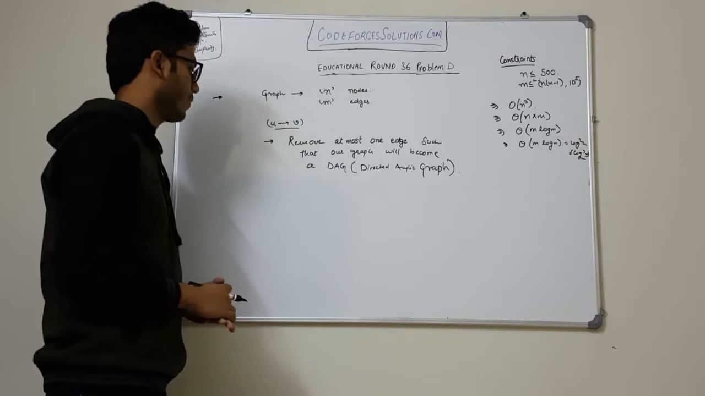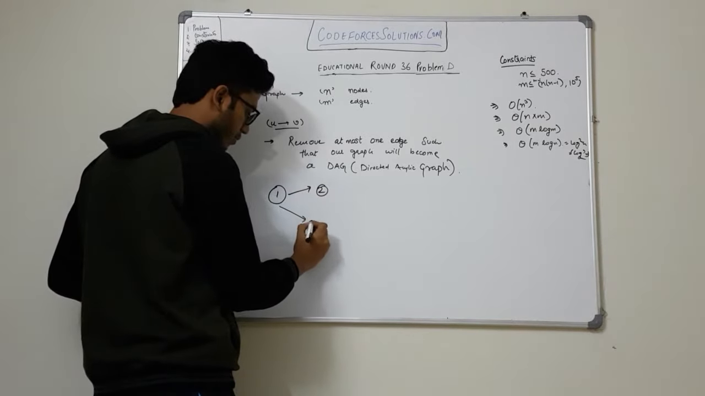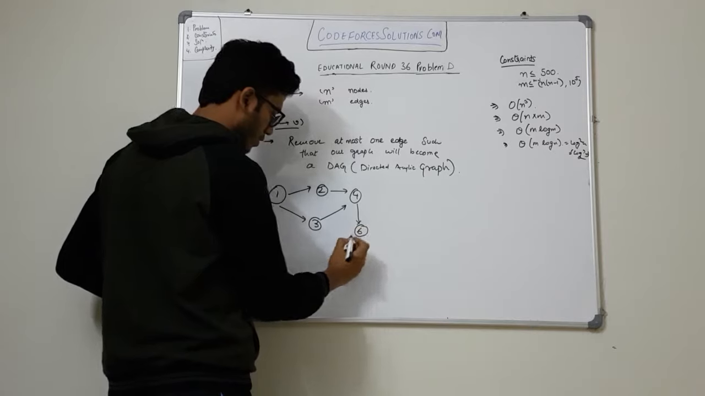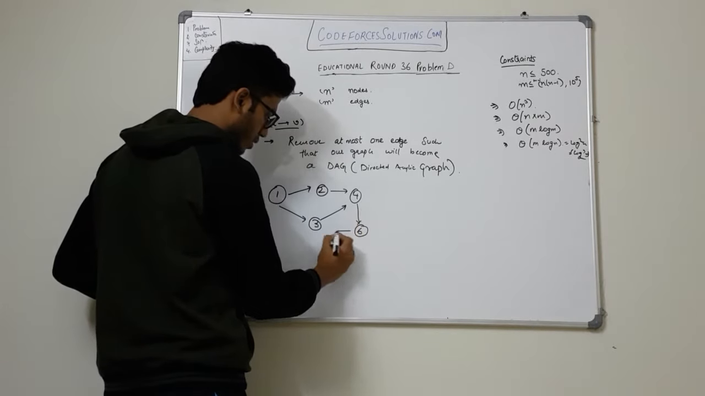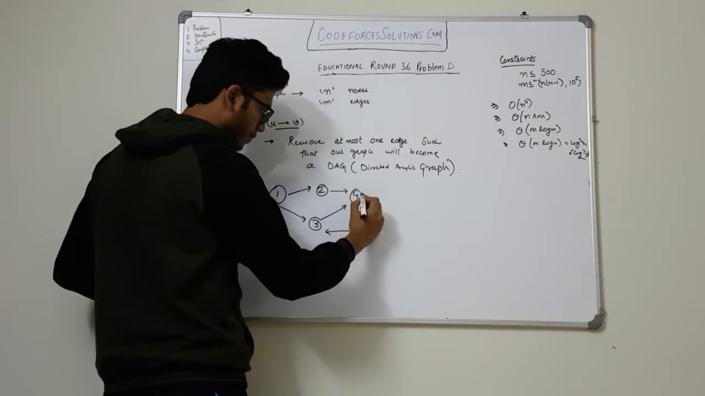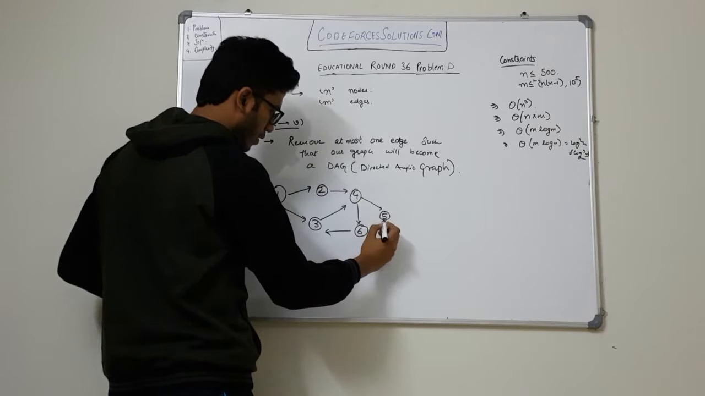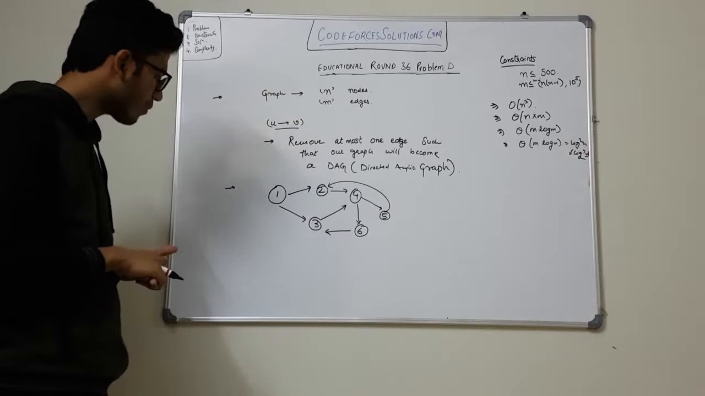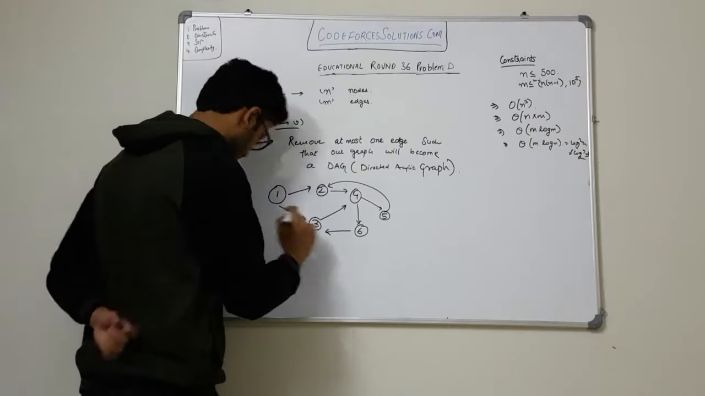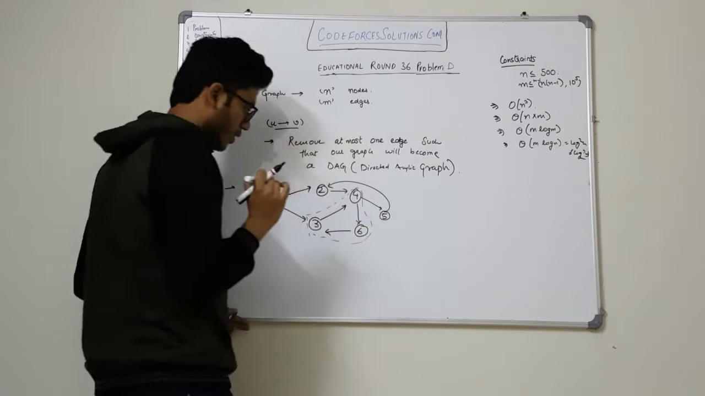So let's think about the solution. Let's take a graph with nodes 1, 2, 3, 4, 5, 6. 3 goes to 4, 4 goes to 5, and suppose 5 goes to 2. Now if we look, we can find cycles in this graph. This is one cycle, and this is one more cycle.